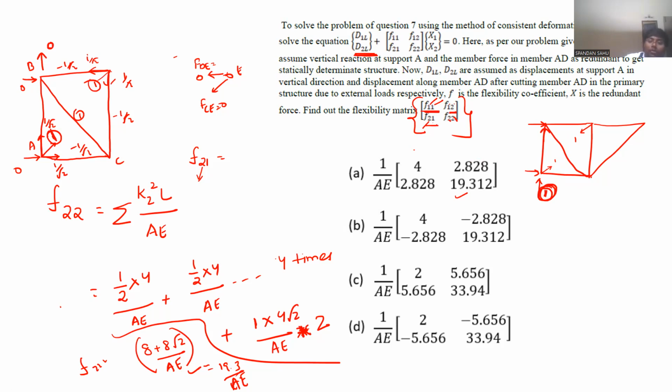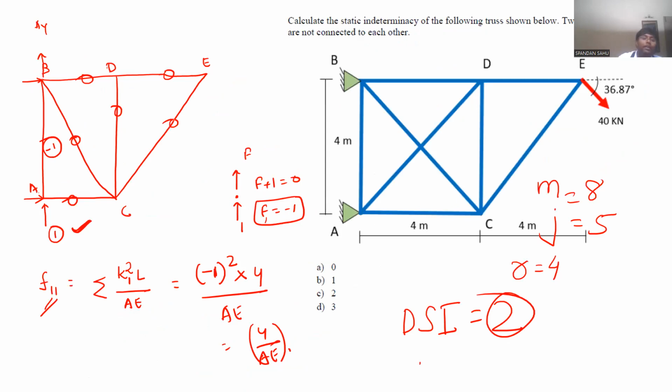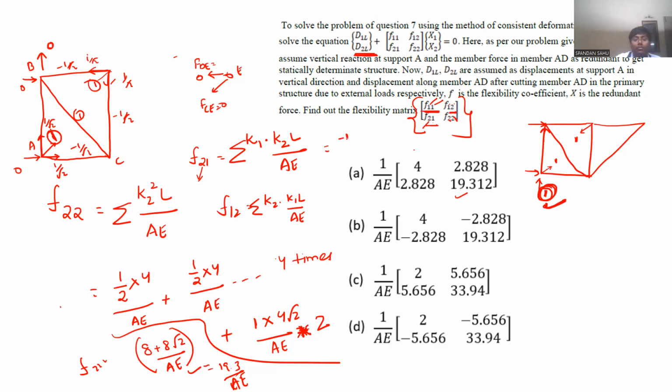So for this 1 unit load, you have calculated the K1 force system. And you remove this 1 unit and apply the redundant 2 unit load. That will be the K2 force system. Summation of K1 K2 L by AE. When you do F12 also, that will just interchange K1 and K2 in their place, so they are same. When there is multiplication of K1 and K2, only one member force is non-zero, so you have to multiply that only. So you will get -1 into -1 by √2, length is 4 by AE. So 4 by √2 AE, this will be 2.8 by AE. So option A.